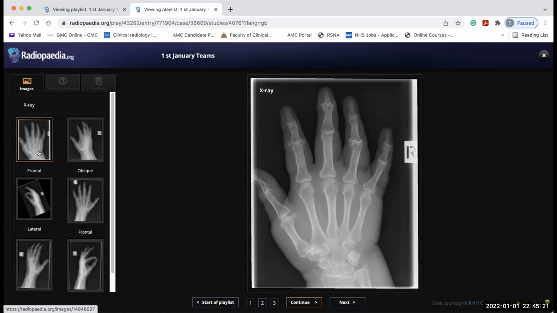The top differential in this case would be an erosive osteoarthritis, and my second differential will be osteoarthritis. You mean degenerative osteoarthritis? Degenerative, but that would be my second differential. So what is the degenerative osteoarthritis in this case?